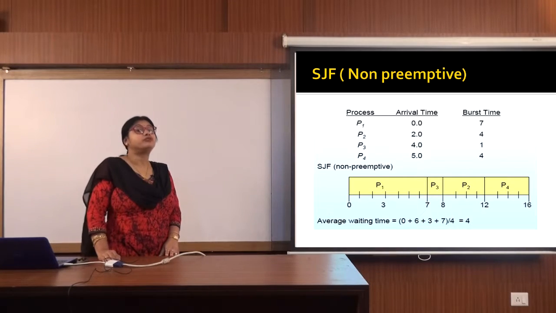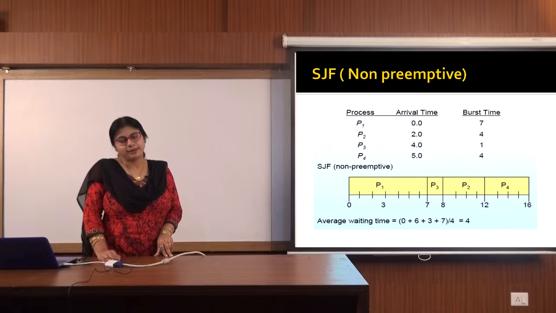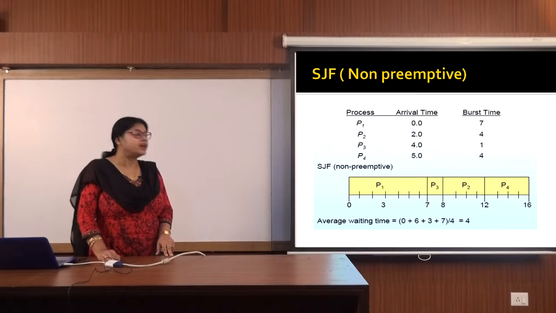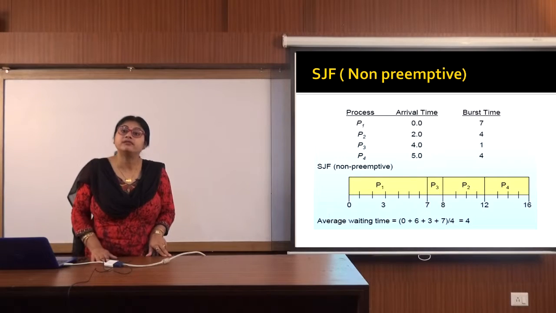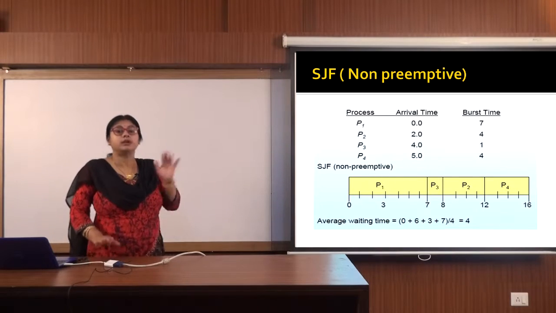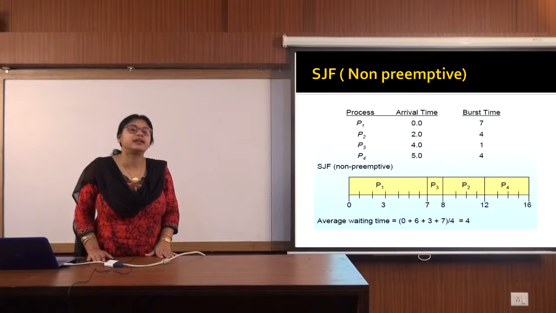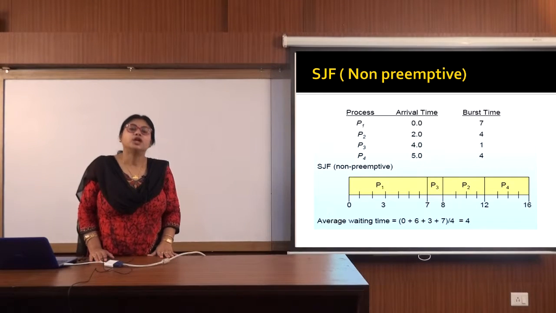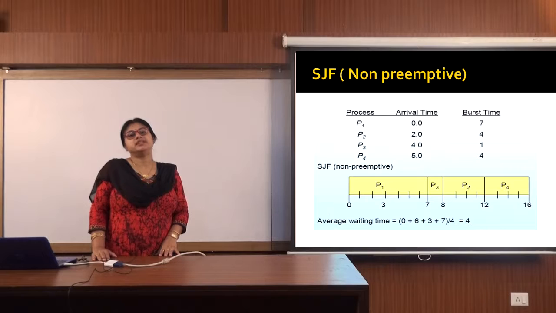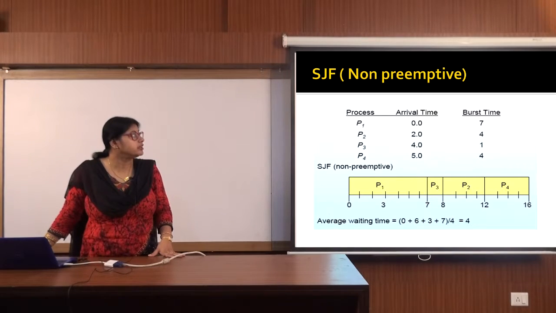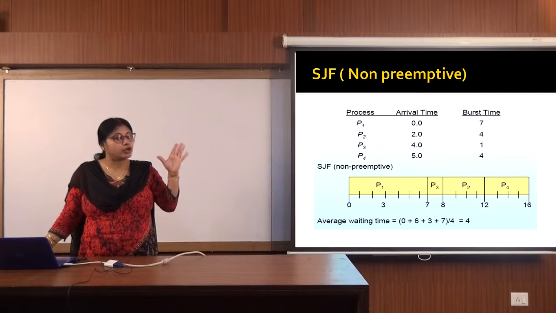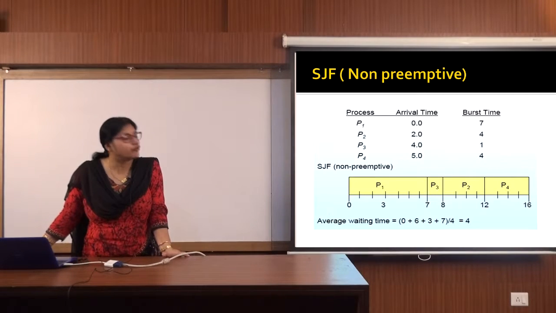So finally, to find out the average waiting time for all the processes, we are adding 0 plus 6 plus 3 plus 7 and then dividing it by 4, as 4 processes are there, and we are getting 4 millisecond. So the average waiting time for all these 4 processes using SJF with non-preemptive nature is 4 millisecond.